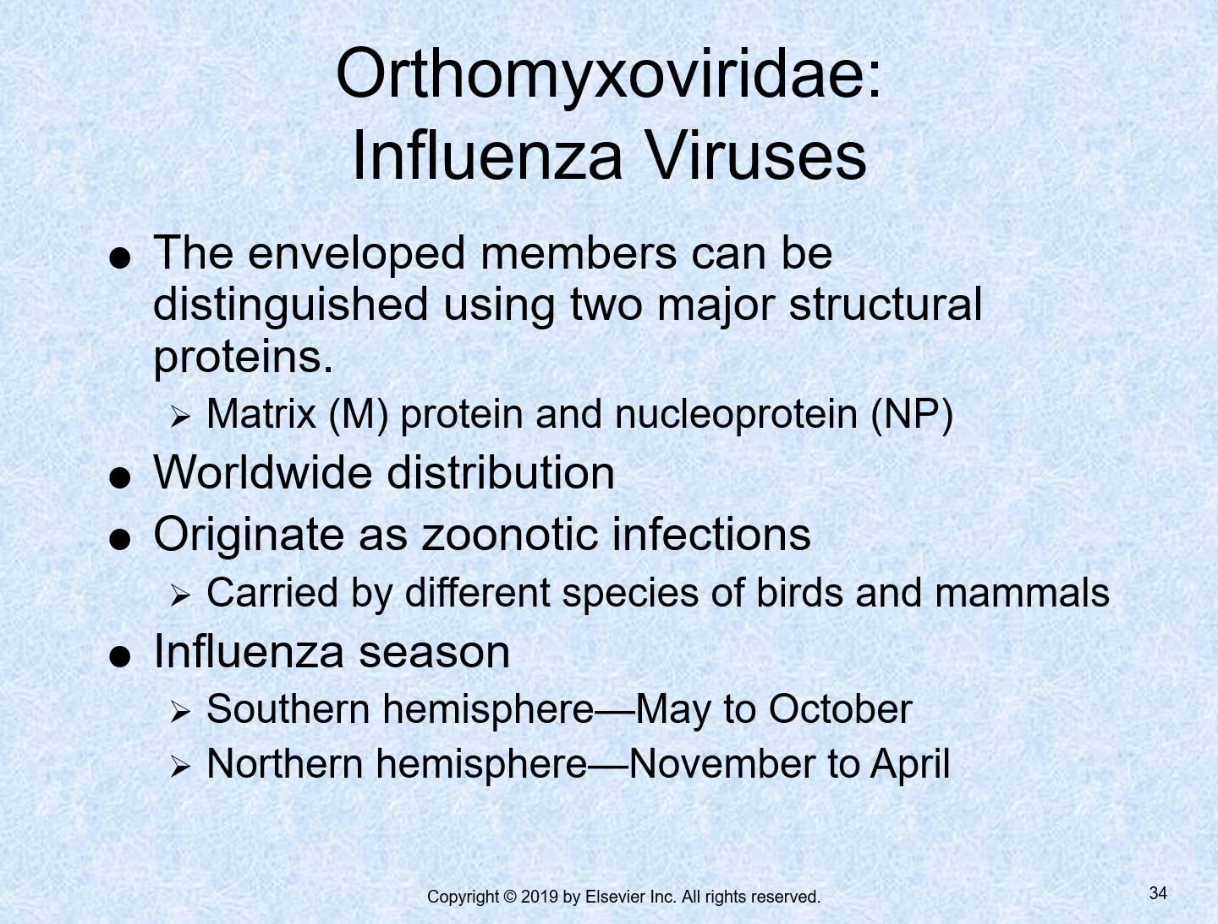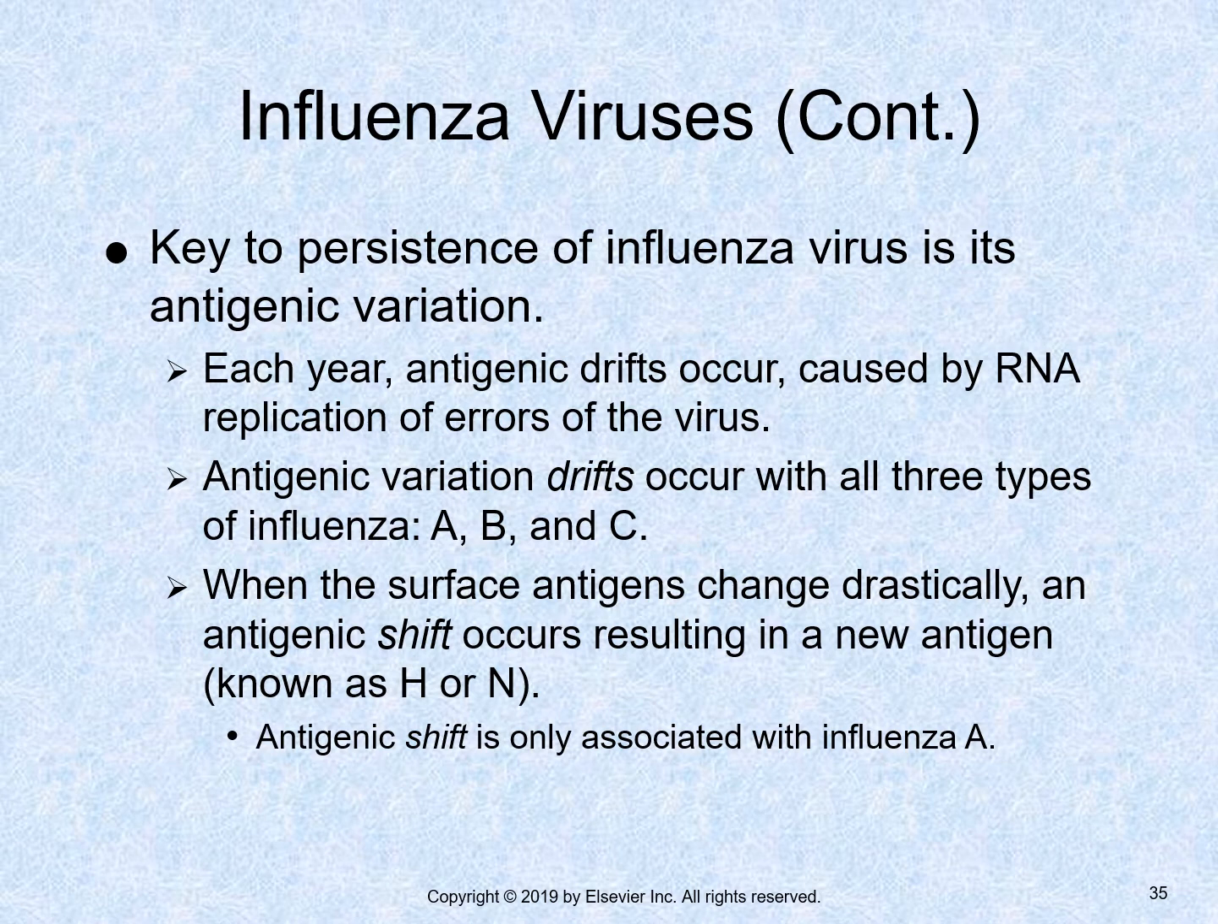Influenza is distributed worldwide, and it can originate as a zoonotic infection, so it can be carried by different species of birds and mammals. Influenza season varies depending on location. In the southern hemisphere, the season ranges from May to October, and in the northern hemisphere, it ranges from November to April. The key to the persistence of influenza virus is its antigenic variation.